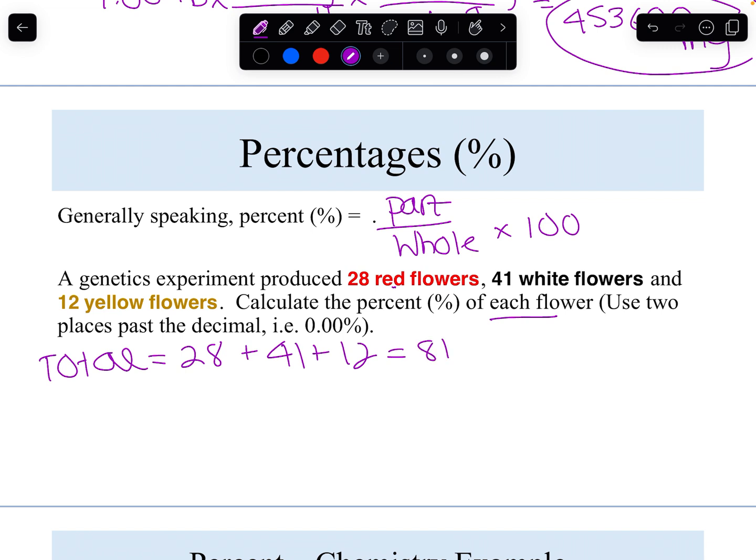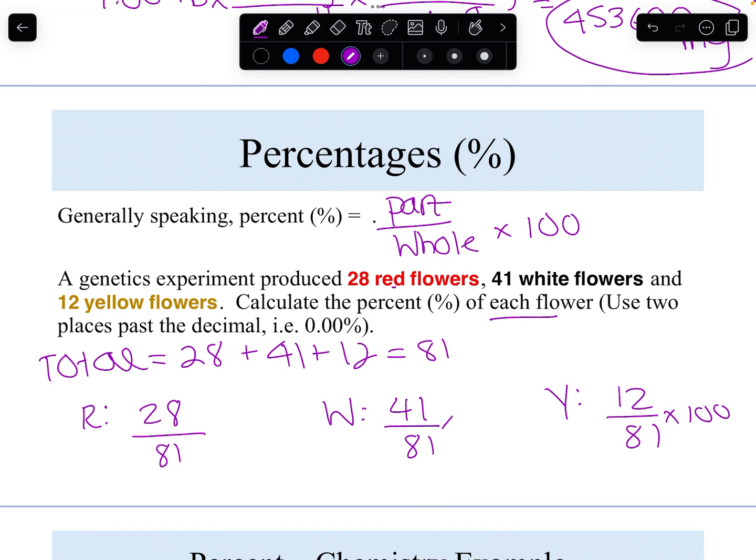So that is going to be the bottom part of my fraction bar. And then I'm going to do it for the red flowers, the white flowers, the yellow flowers. And 81 is the same for all of them on the bottom. And then the part is which one we're referring to. So in regards to the red, it is 28. The white is 41. The yellow is 12. And you multiply by 100.